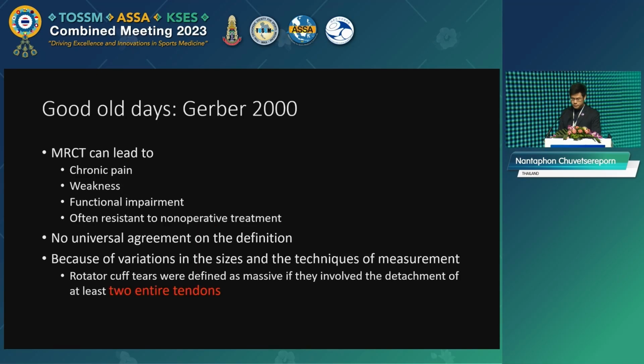In 2000, there was still no universal definition of massive rotator cuff tear, so Gerber tried to propose one. He said that patients with this lesion should have chronic pain, weakness, functional impairment, and often resist non-operative treatment. His proposal is that a rotator cuff tear will be defined as massive when at least 2 entire tendons detach from their insertion.